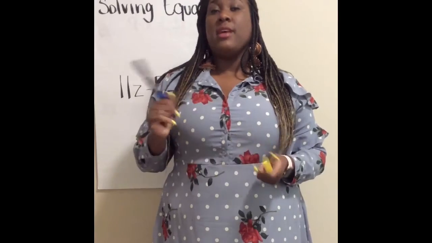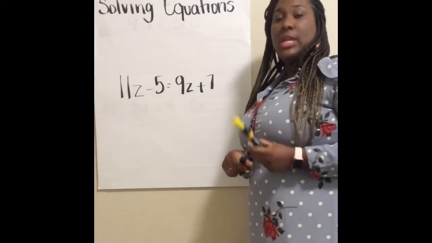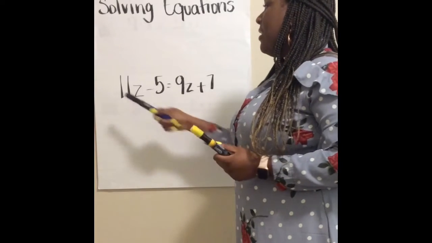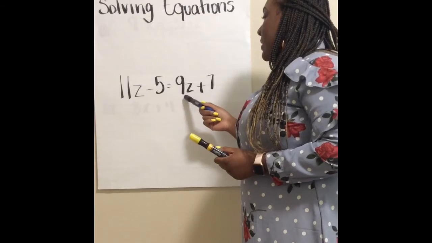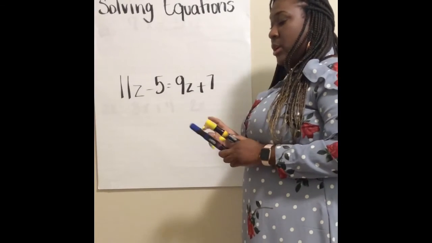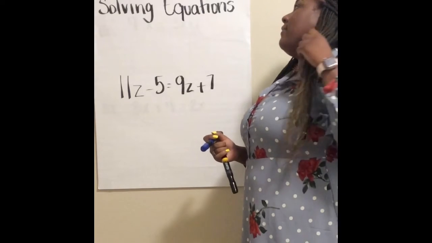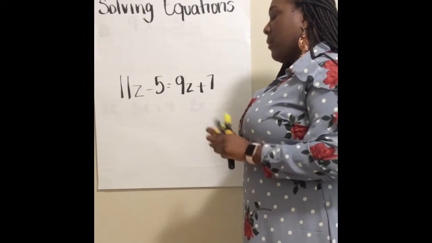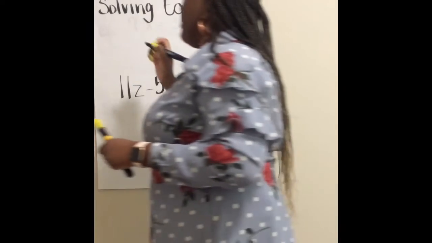Going to be talking about solving equations. So right here behind me, we have an equation. Our equation reads 11z minus 5 equals 9z plus 7. So first things first, before we can even think about solving our equations, we need to identify what some of this stuff is. So we have a constant.